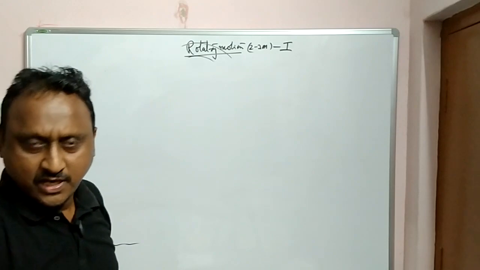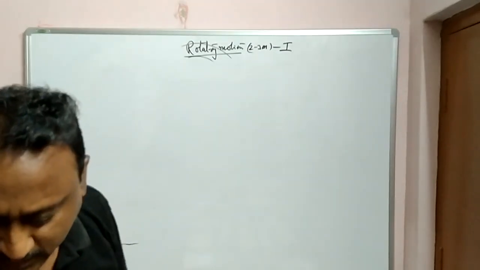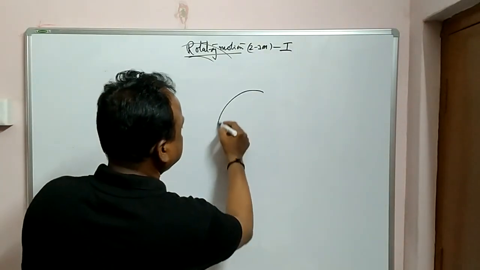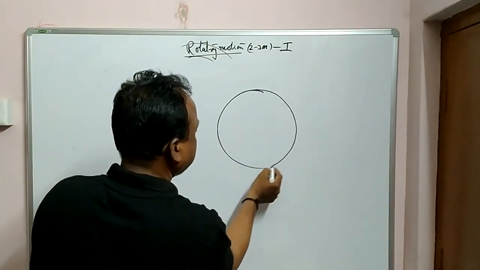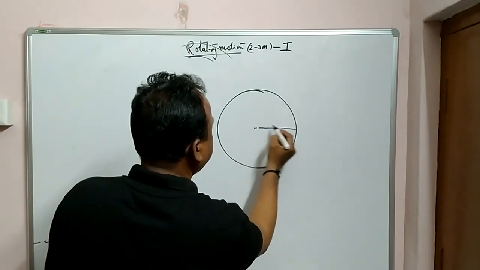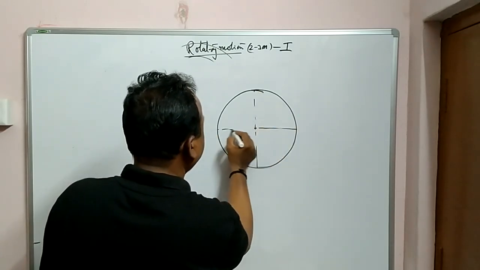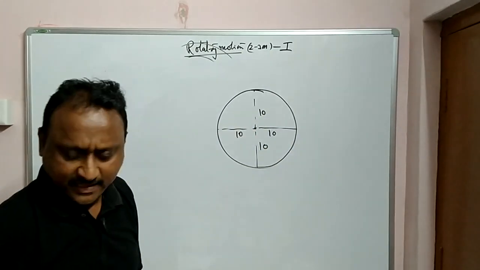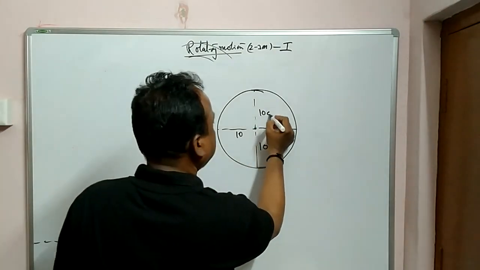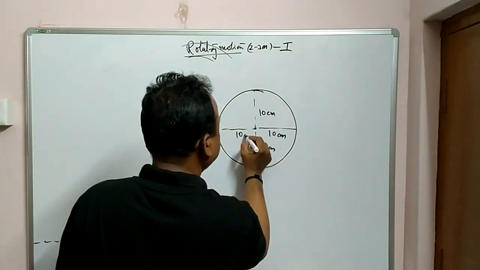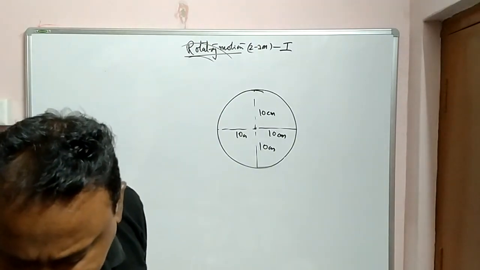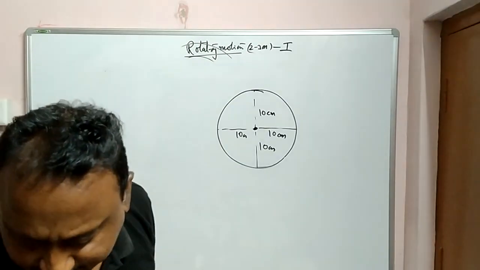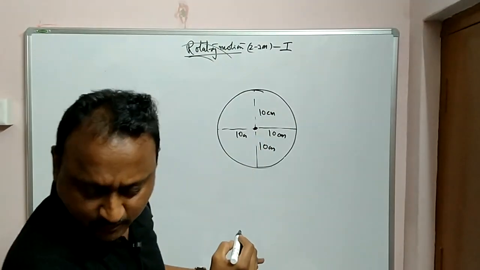Now let us go to the next type of problem, which will be very important in the examination. For example, here one circle is given. Let the radius be 10 centimeters, CGS units. Now here you can see this is the center point. Here some forces are given.